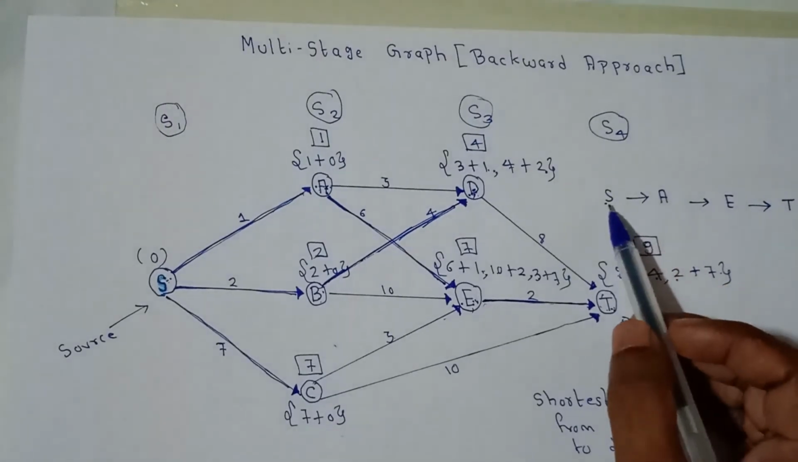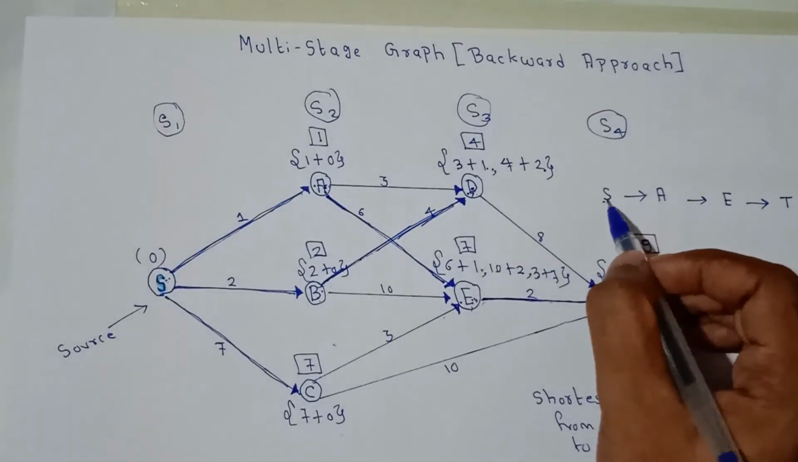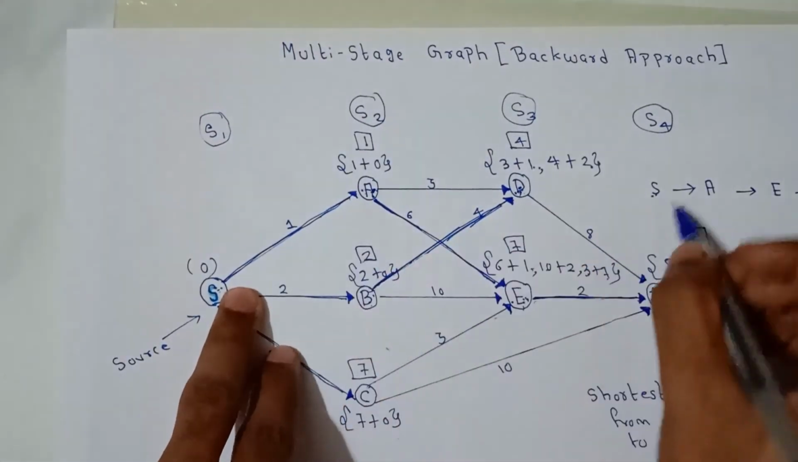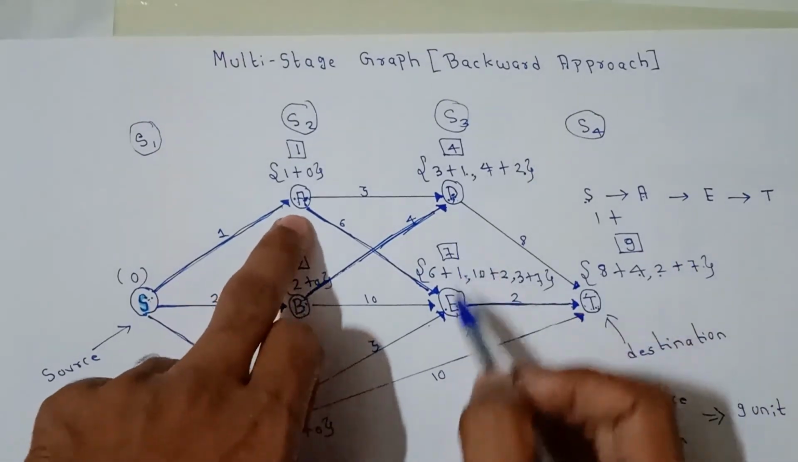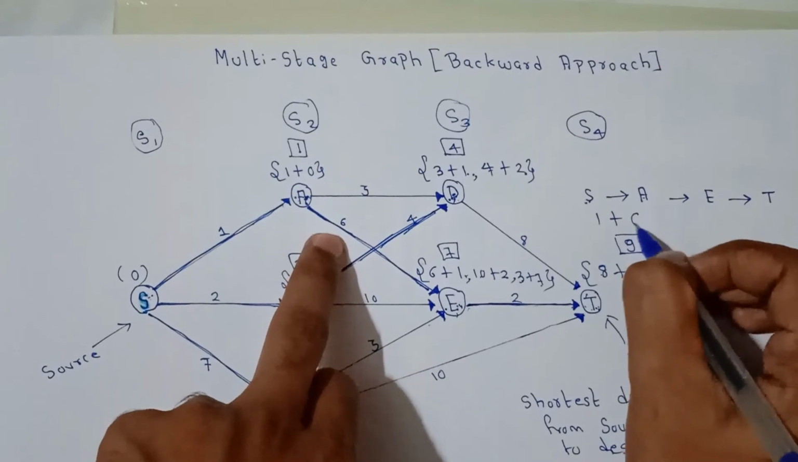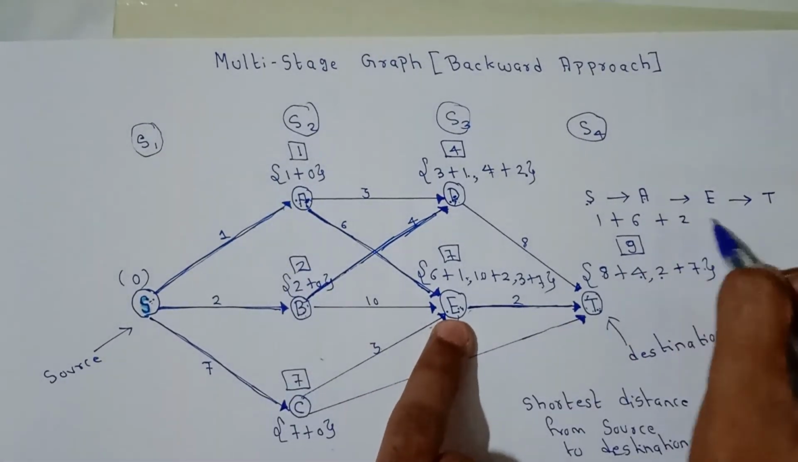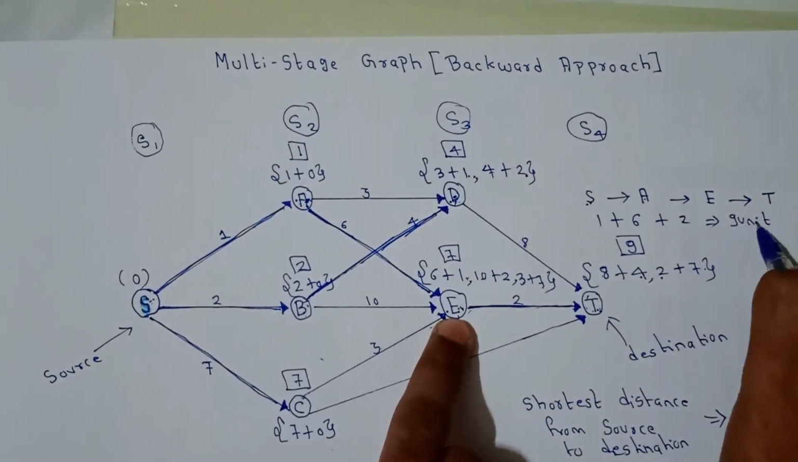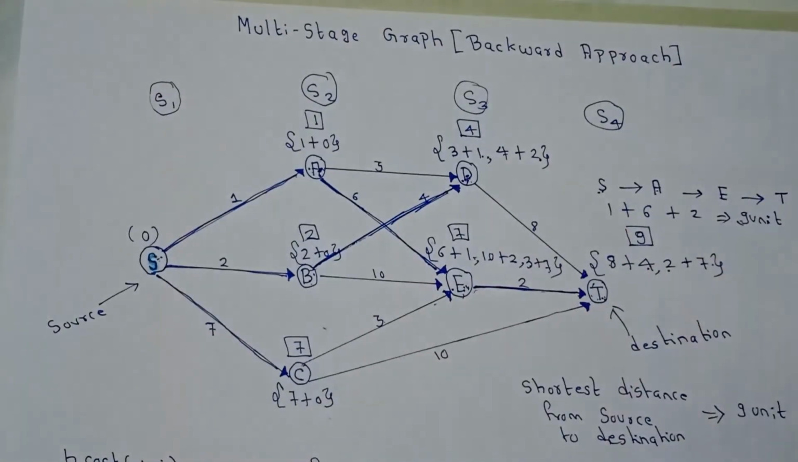And by calculating the cost of each node we will get the answer. We see that for S to A, the edge cost is 1, so 1 plus, from A to E we have the cost 6, so we write here 6 plus E to T, which is 2, so the total here is 9 units, right? So in this way we will calculate the path from source to destination, which is the shortest path.